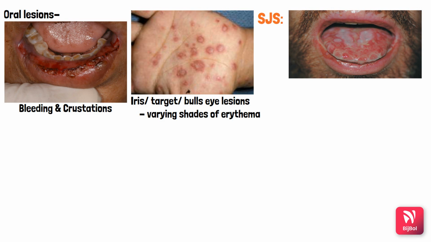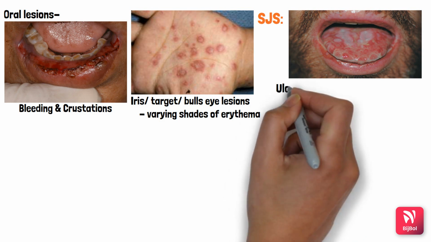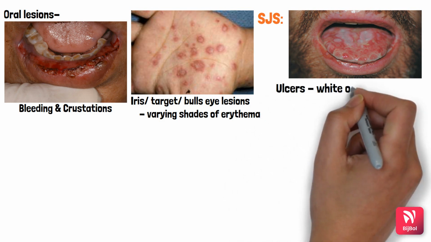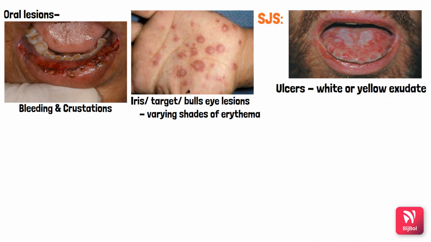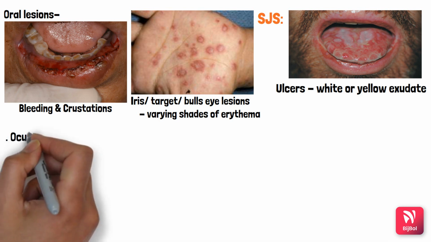So here there will be bullae and vesicles formed, which will rupture to form ulcers, resulting in a thick white or yellowish exudate on the surface of the ulcers, as you can see in the picture. Both the tongue as well as the lips are involved with ulcers.